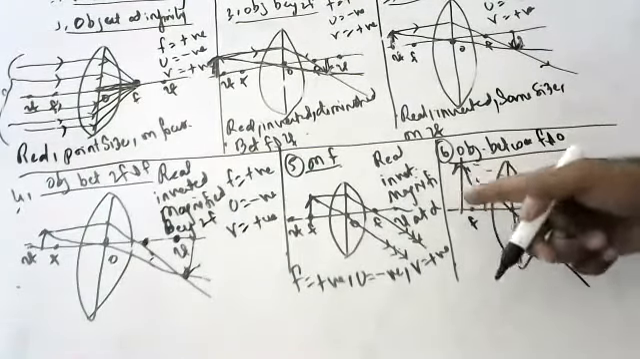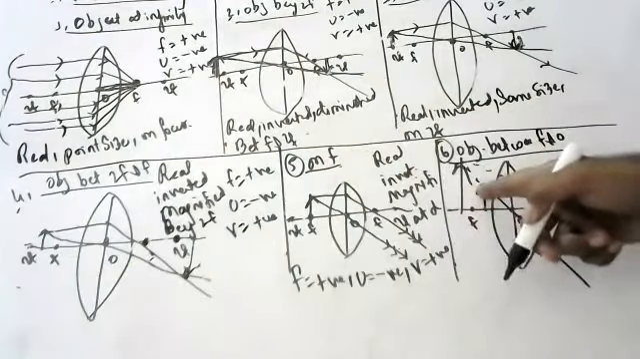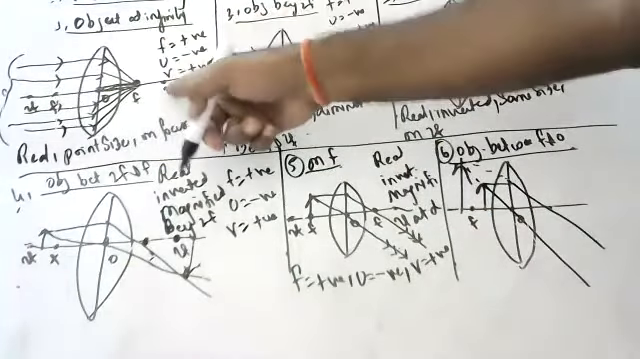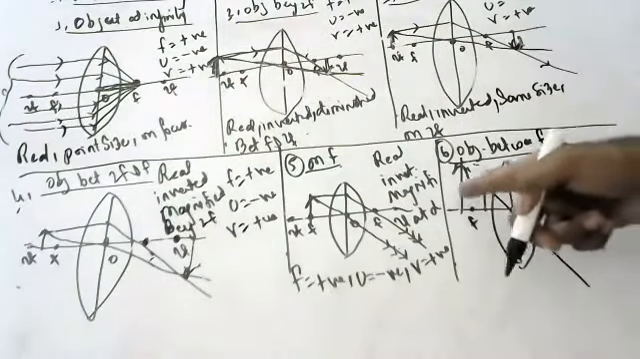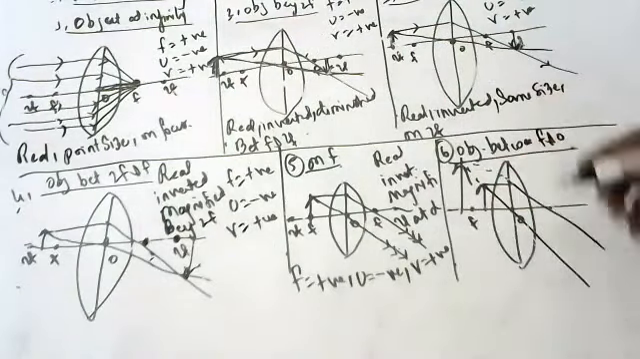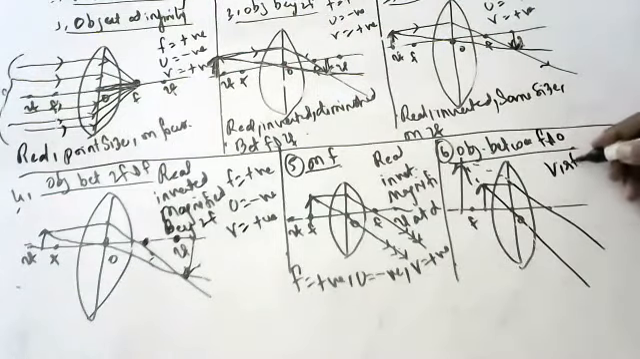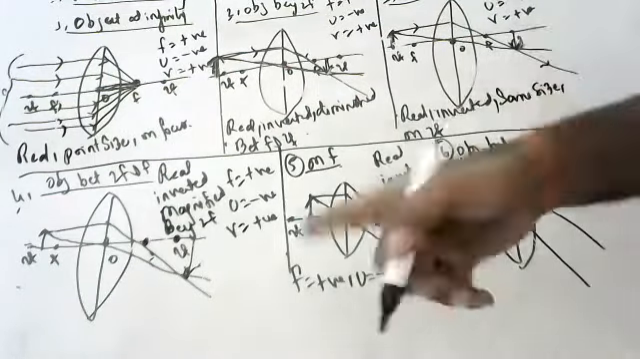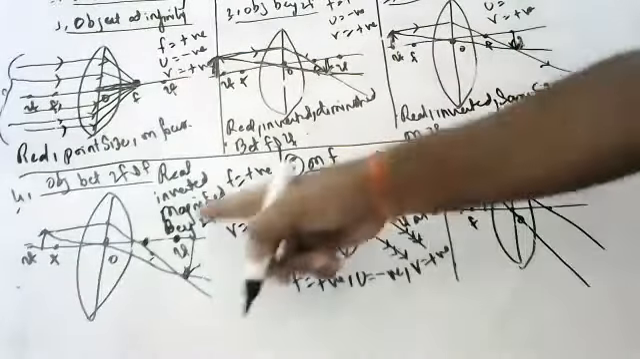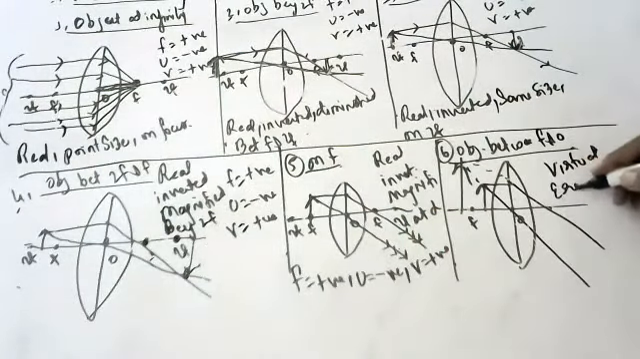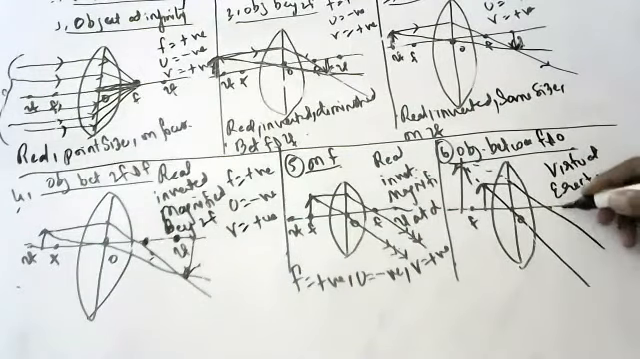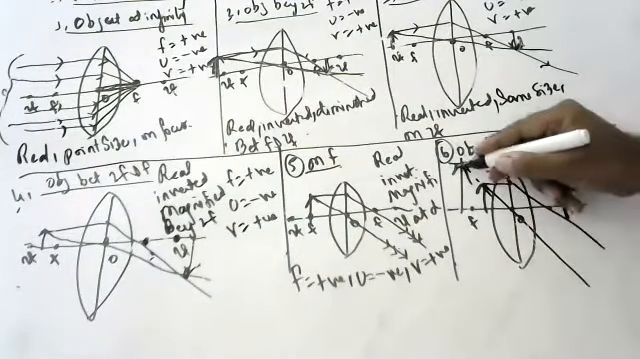First time you see, children, object and image are on the same side. Till now, the object was on this side and the image on the other side. First time we are getting object and image on the same side. The type of image is called virtual. Till now we were getting all inverted images. Now, first time you got an erect image. And this is magnified because the object is small and the image is big.